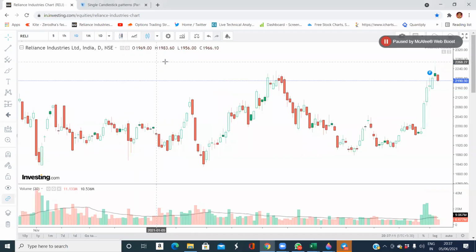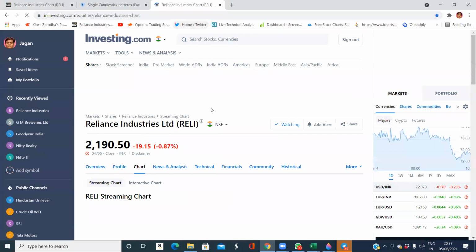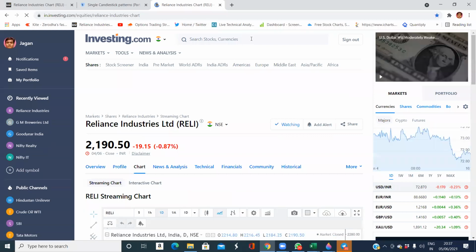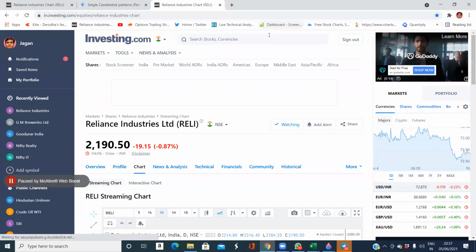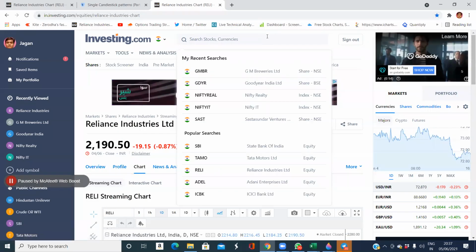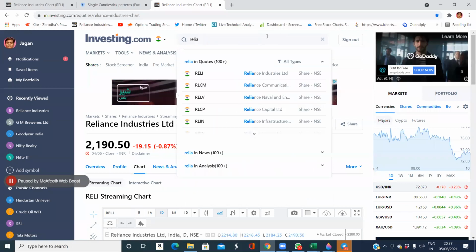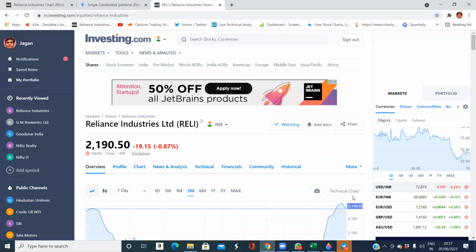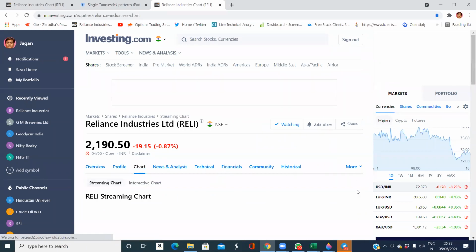So if you want to learn any basic technical analysis, this is the best website, investing.com. Okay, in investing.com you can type anything, any chart related to any company. Like, I want to see the Reliance chart. So you can see here Reliance. Then you can click on the chart here.